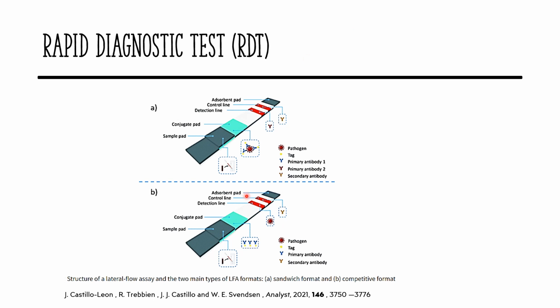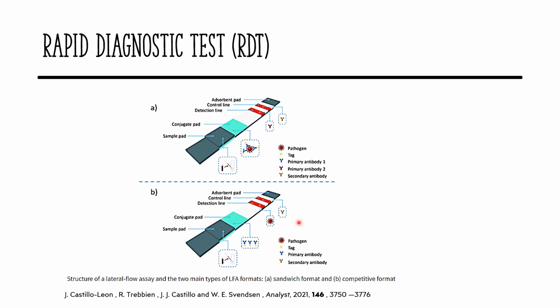In this format, the test line typically contains the analyte antigen and the conjugate pad contains the detection antibody labeled conjugate. If the target antigen is present, the antigen will bind to the conjugate and will prevent it from binding to the test line's antigen. If the antigen is not present, the conjugates will bind to the analyte at the test line, yielding a signal. The signal intensity is inversely proportional to the amount of antigen present in the sample.